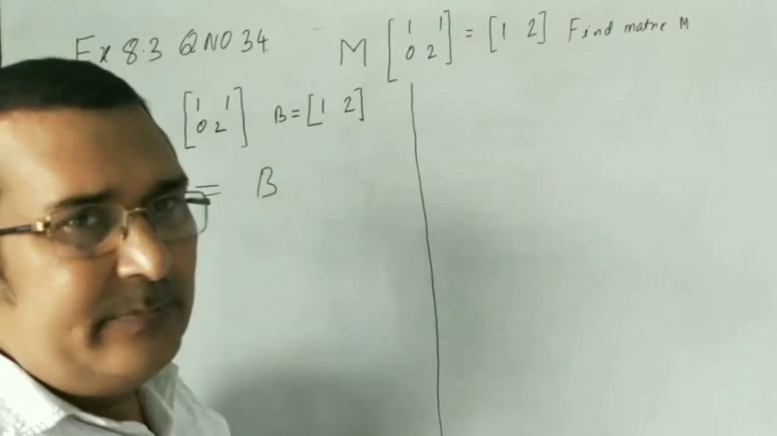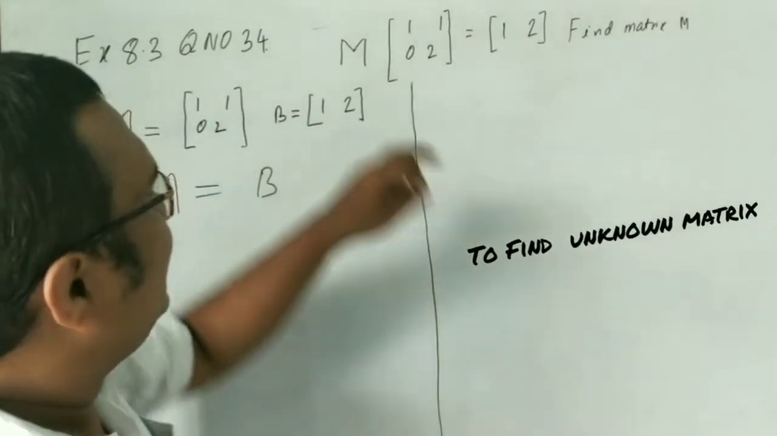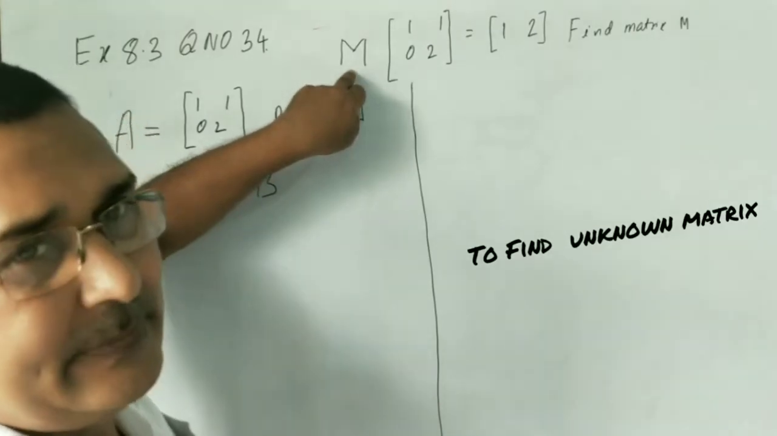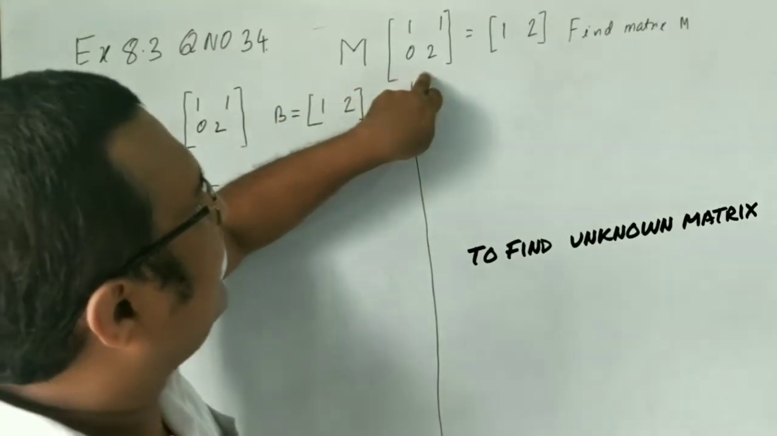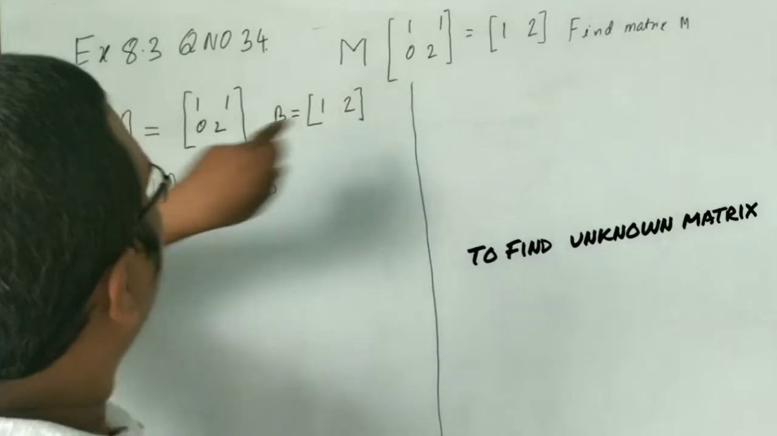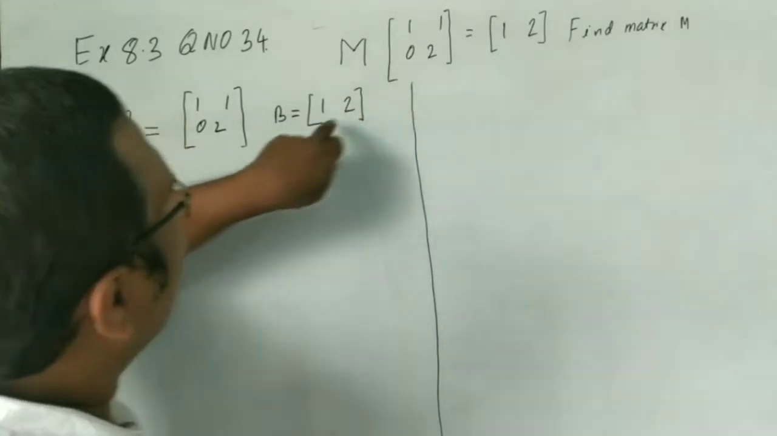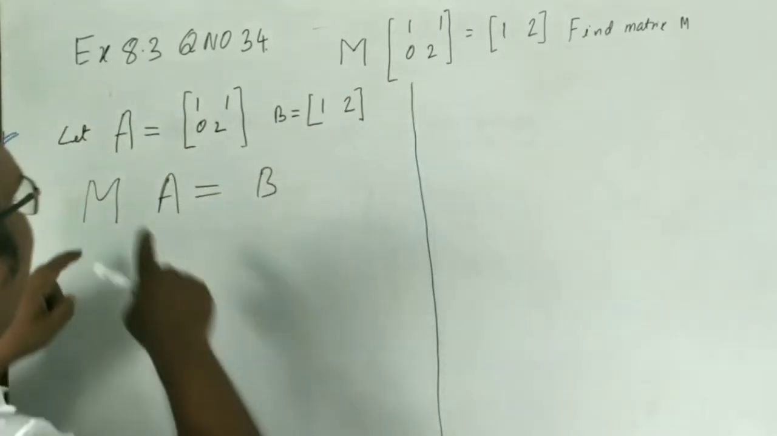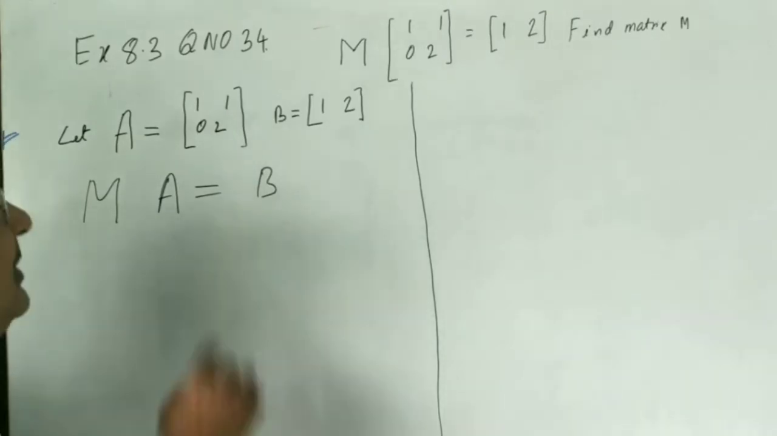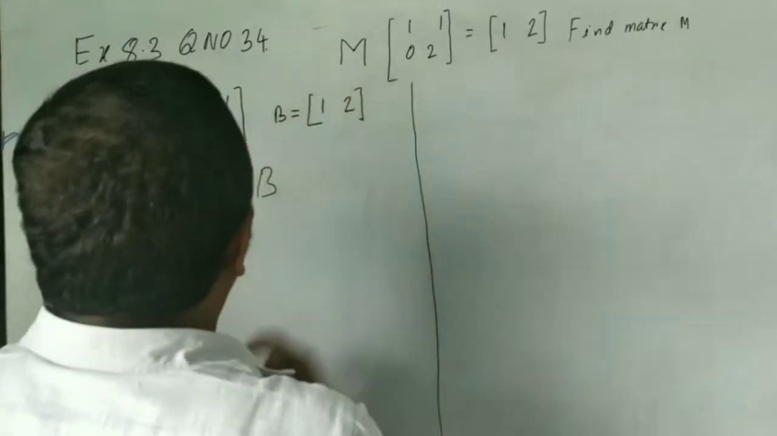This is the most important part of matrix. We need to find the unknown matrix N. This is given and this is given. So I have taken A as this and B as this. So we know NA is equal to B. N into A is equal to B.